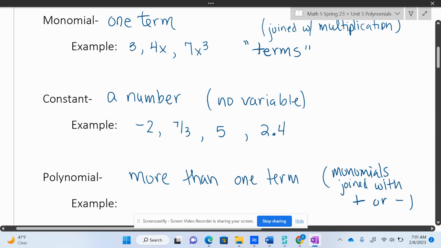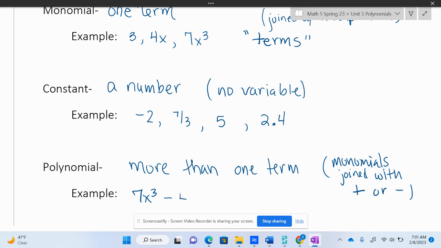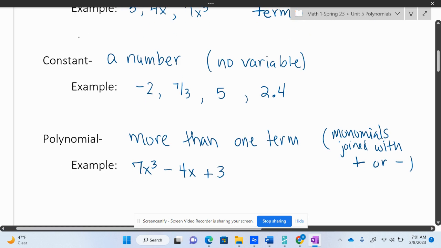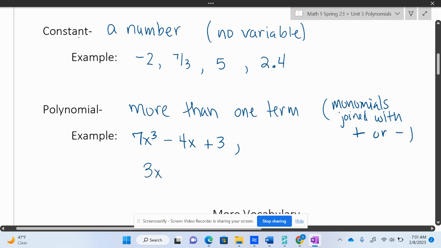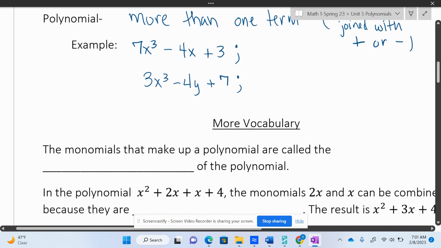So an example, I'm just going to go up to my monomials from above. And what if I joined 7x cubed with a subtraction sign to 4x with an addition sign to the number 3? So this is an example of a polynomial. Another example, how about 3x cubed minus 4y plus 7? Here's another example of a polynomial, okay? So polynomials are just monomials or terms joined together with addition or subtraction.